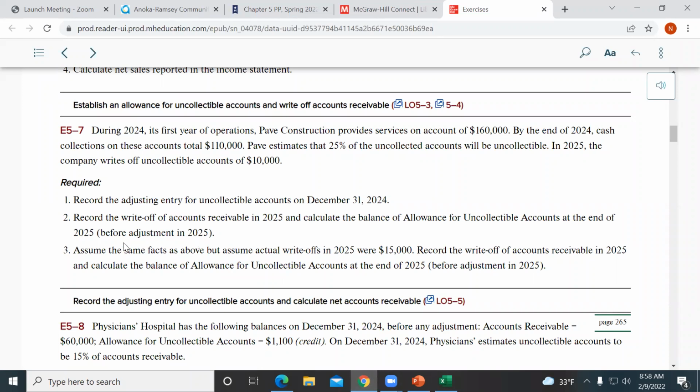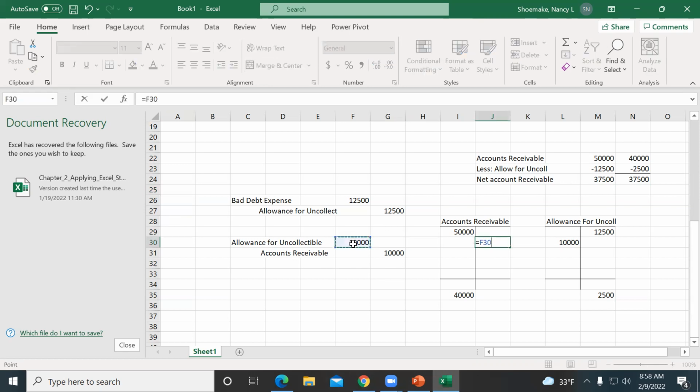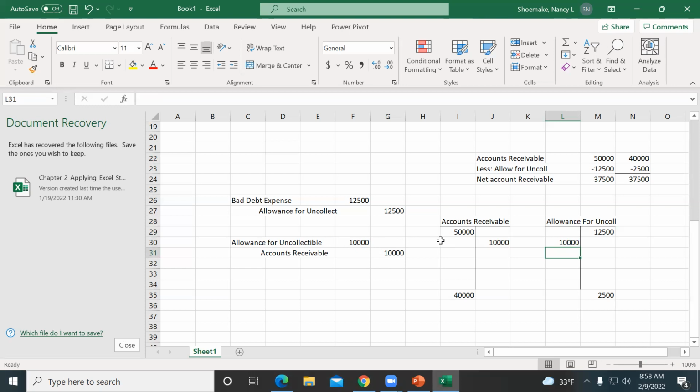What if? Assume the same facts as above, but let's estimate that the actual write-offs in 2025 were 15,000, not 10,000. How would we do this different? We would make this 15. How about this? We would then make this 15. And how does this change this?